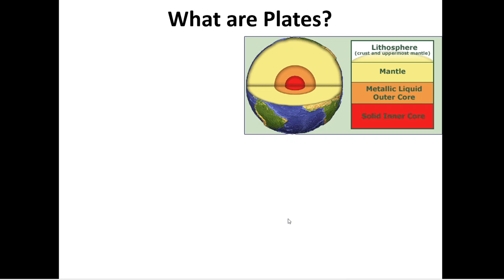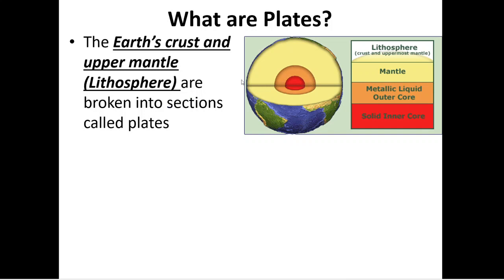Okay, so what are plates in the first place? So we have different levels of our Earth. We have what we call the crust, which is not on here, but it's the crust, which is what we stand on. And then we have the center here, which is the mantle. Okay, and then we have the metallic liquid outer core, and then the solid inner core. And the mantle is the stuff you guys are familiar with called lava. And so the lithosphere, as it says, makes up the crust and the mantle.